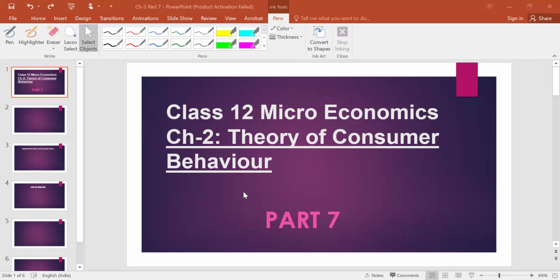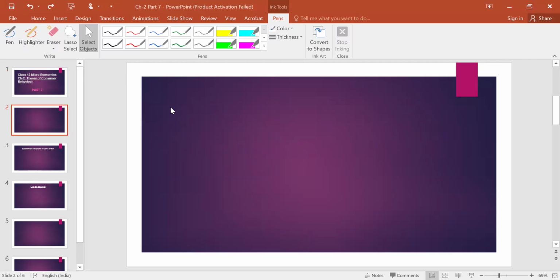In the last video, we discussed what the demand curve is, and we derived the demand curve with the help of the indifference curve and the budget line. We saw that as per the law of demand, the demand curve looks like a downward sloping demand curve.